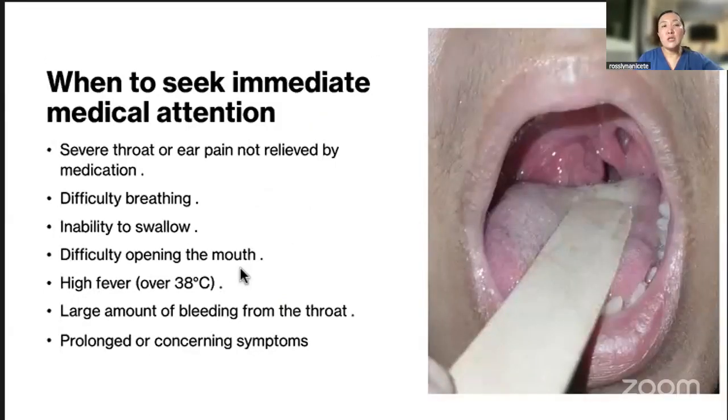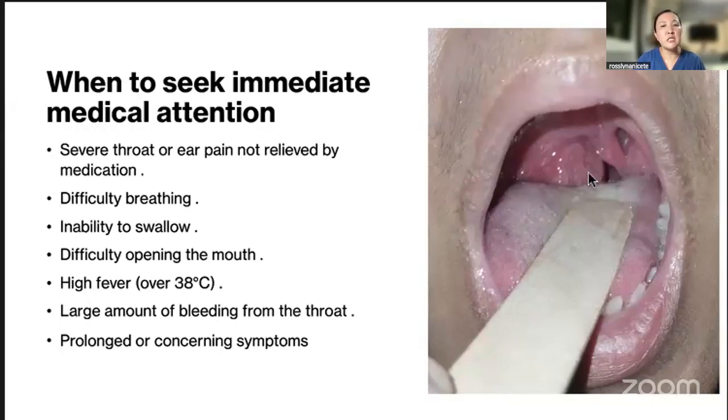You need to seek immediate medical attention when you have severe throat pain or ear pain not relieved by medications. You have difficulty breathing or swallowing. You have difficulty opening your mouth. You have high fever. There's a large amount of bleeding from the throat, and you have prolonged or concerning symptoms.